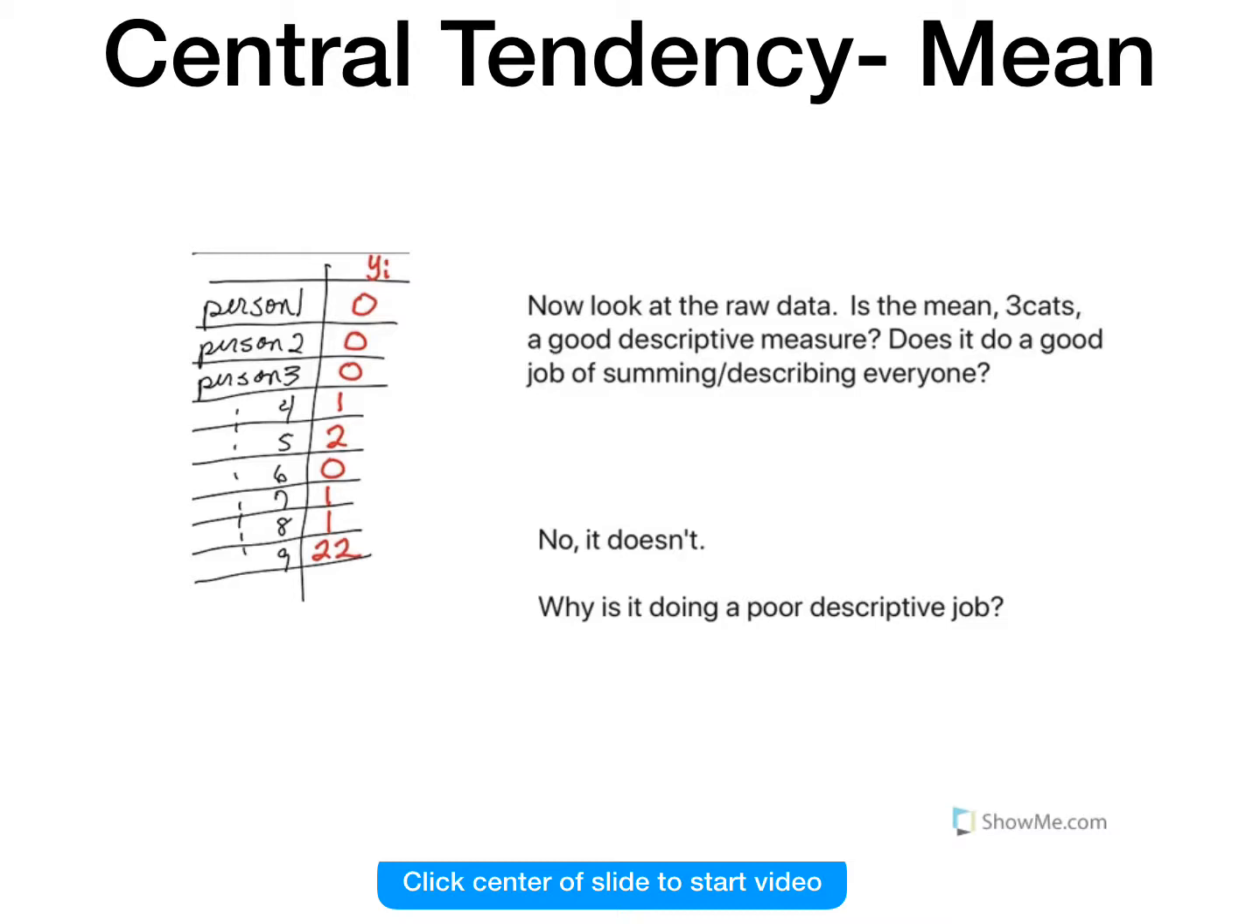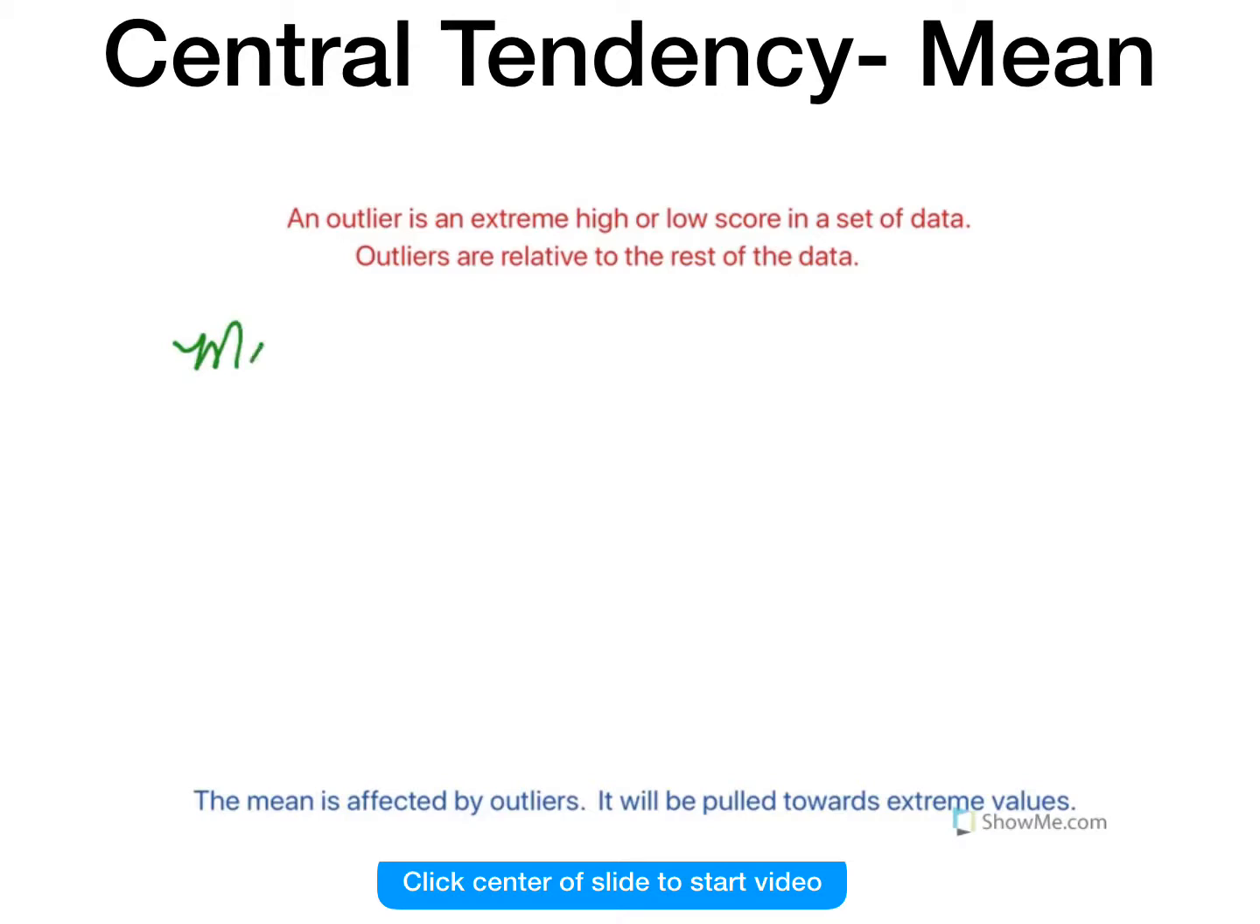So why is it doing such a poor descriptive job? It's the mean, it's supposed to summarize everybody. Well, we have the one lady, or man, if you like, who has 22 cats. This is an extreme score. Any score that's extremely low or extremely high relative to everybody else is called an outlier. And when you have an outlier in the data, it tends to bias the mean, or push the mean.